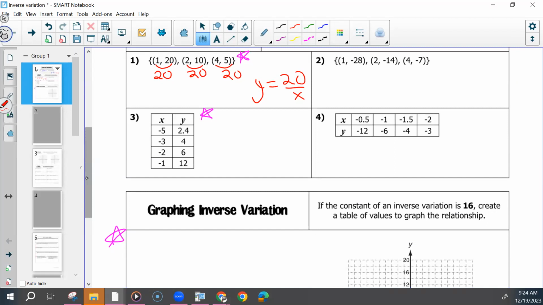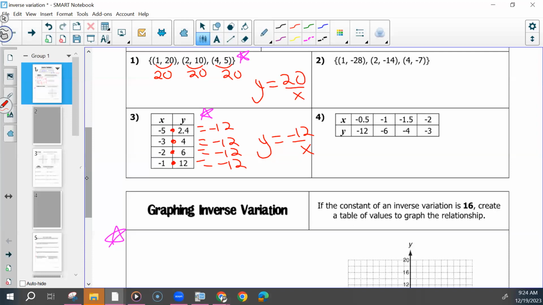Number 3, do the same thing, multiply x and y together. What do we get? -12 for all of them. So that would be our k value. How would we write this inverse variation equation? Y equals -12 over x.